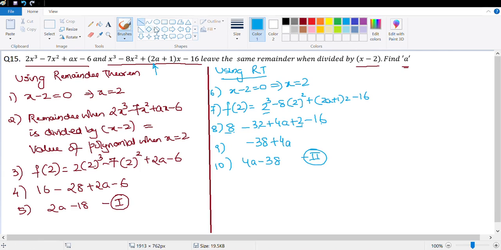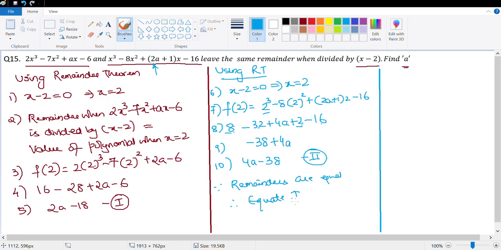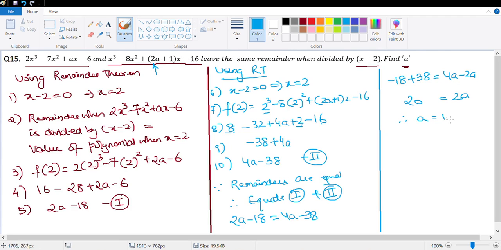Now, what is the relation between them? Since both the remainders are equal, therefore we can equate the first expression and the second expression. And what we get is 2a minus 18 is equal to 4a minus 38. So that will give us negative 18 plus 38 is equal to 4a minus 2a, which means 2a is equal to 20. Therefore, a is equal to 10.